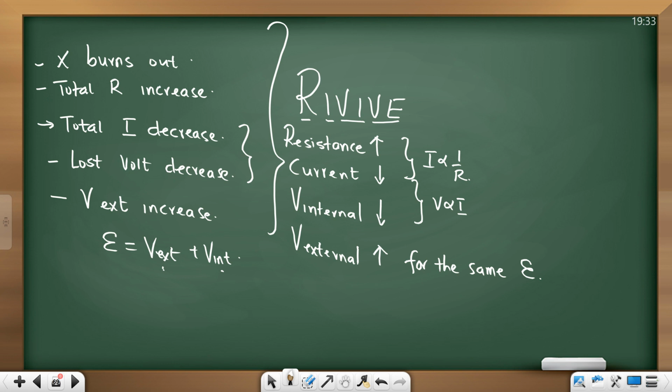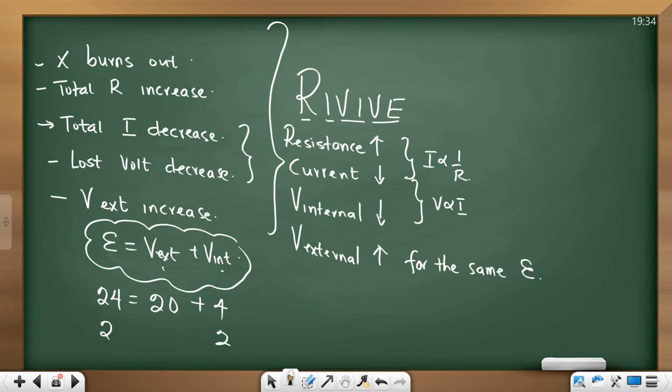Revive. Resistance. Current. V internal. V external. The relationship between resistance and current, they are inversely proportional. Current and voltage, they are directly proportional. Come here. Check this. E equals to V. Let's have a battery. Let the battery be 24 volts. Let my V external, we're just using scenarios, numbers, so you see what's going on, plus 4. What did we say here? V internal decreases. Let's decrease 4. But this is still the same battery, so that is 24. What happens to V external? For you to balance it, what's the value? 22. Do you see this one? What happened? Decrease. What happened to VE?